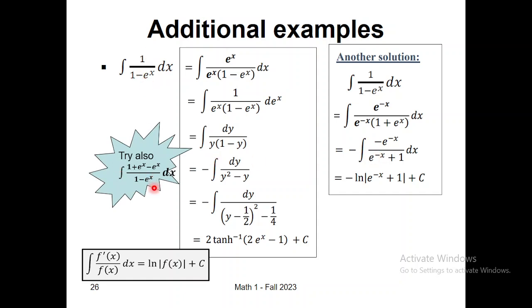Also try to solve this problem using a third technique by adding e to the power x and subtracting e to the power x. Try to solve the problem using this idea, and after this, of course, you have to separate it into two integrations: 1 over 1 minus e to the power x, which will be 1, and also e to the power x over 1 minus e to the power x.